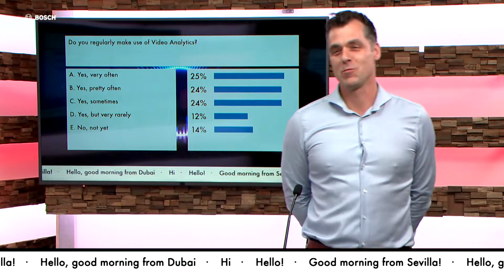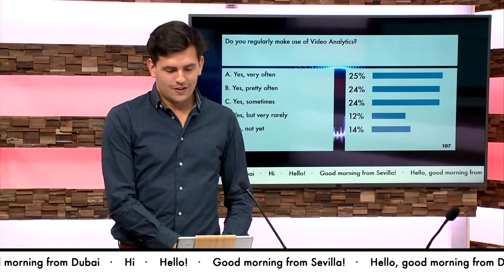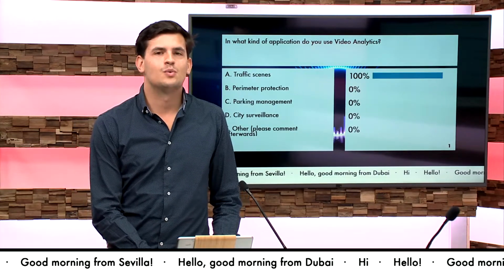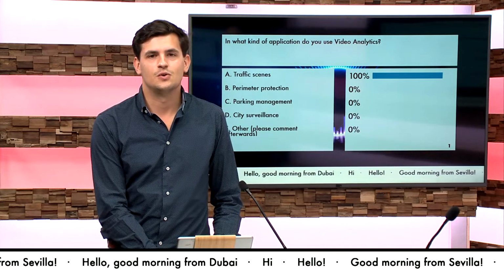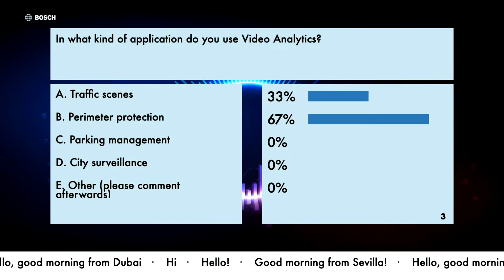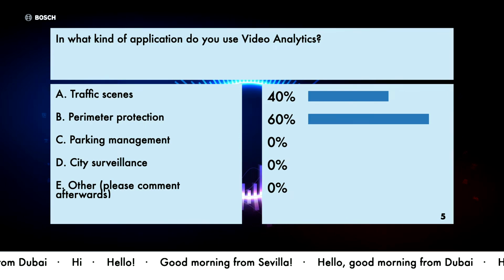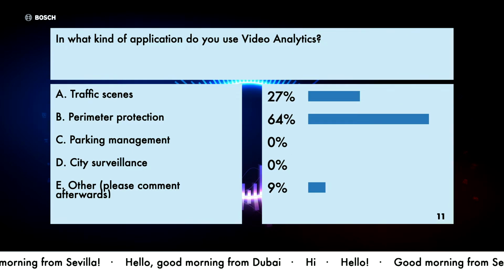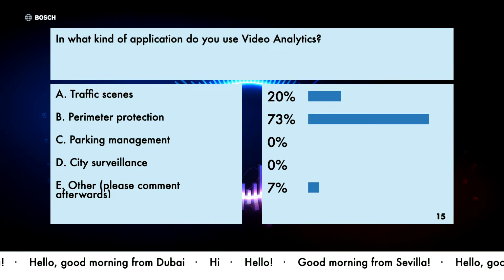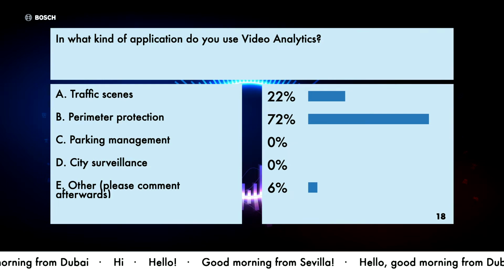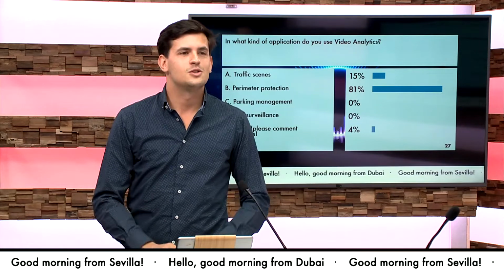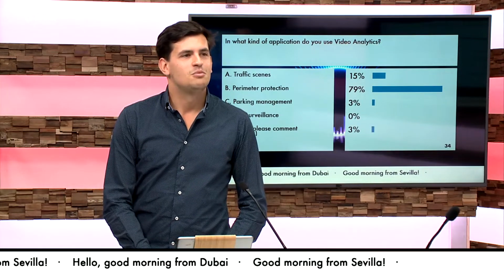Very good. Right, so let's dive into the second poll here. We're going to be seeing the results pretty soon, I think. The question here is, in what kind of applications do you use video analytics? For the people that have answered yes, I do use video analytics sometimes, very often, or maybe very rarely, where do you usually use it? Is that in traffic, perimeter protection, parking management, city surveillance, or something completely different? For the people that have something completely different, after the poll you can write in the box and let us know where that is, so we can see that later. That'll be very interesting to know, to see where it is used.